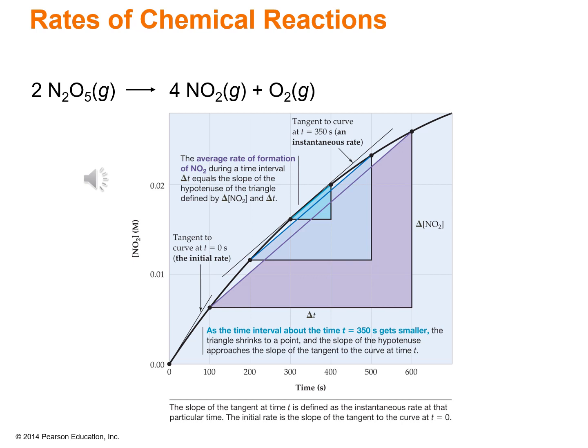What we have is the concentration of nitrogen dioxide versus time when the nitrogen pentoxide is decomposing at 55 degrees. And again, as the measurements are made at shorter and shorter time intervals, the triangle defined by the change in the concentration of nitrogen dioxide and the change in time is going to become smaller and smaller. And the slope of what you see here as the hypotenuse of the triangle approaches the slope of the tangent of the curve.